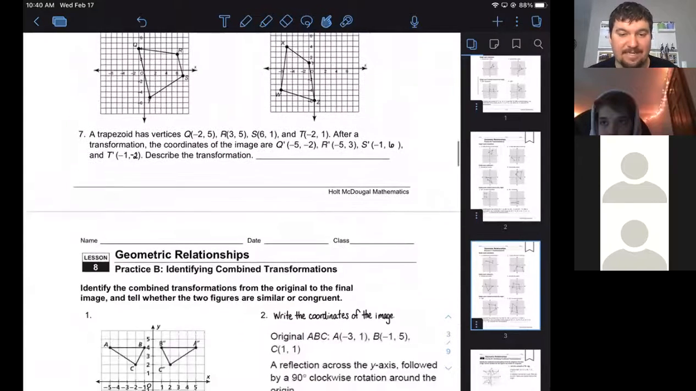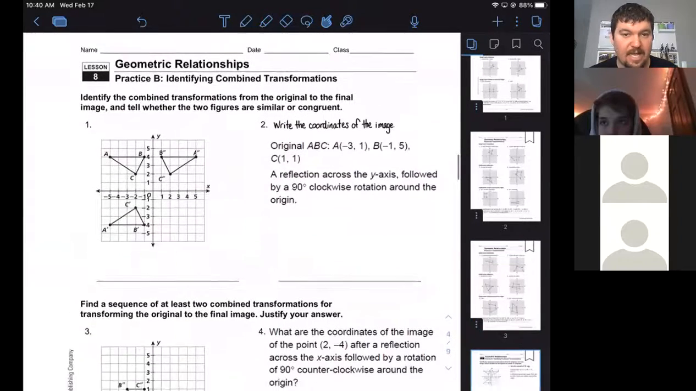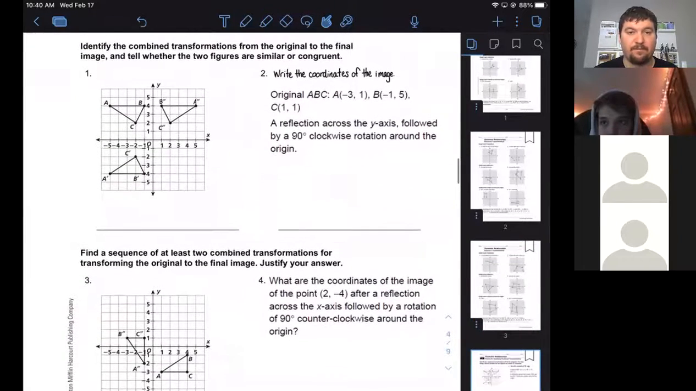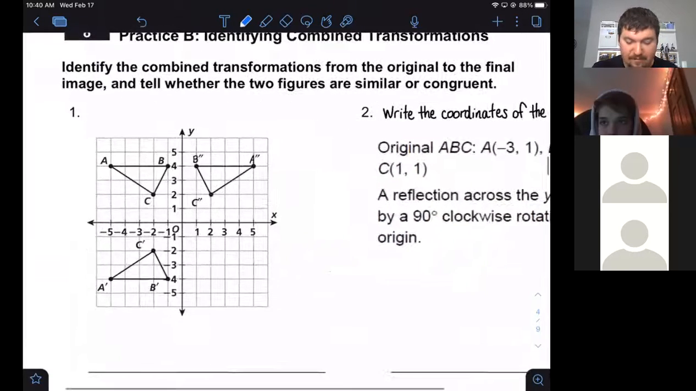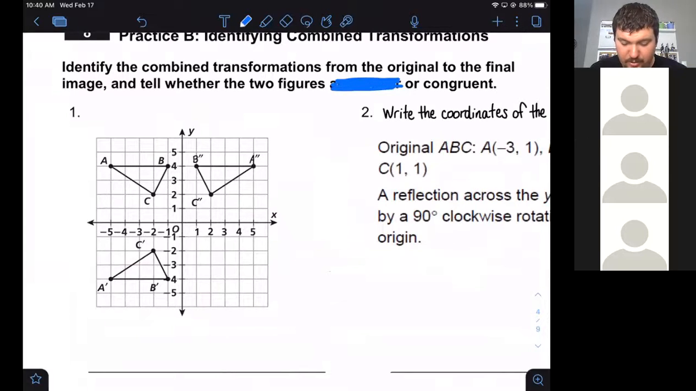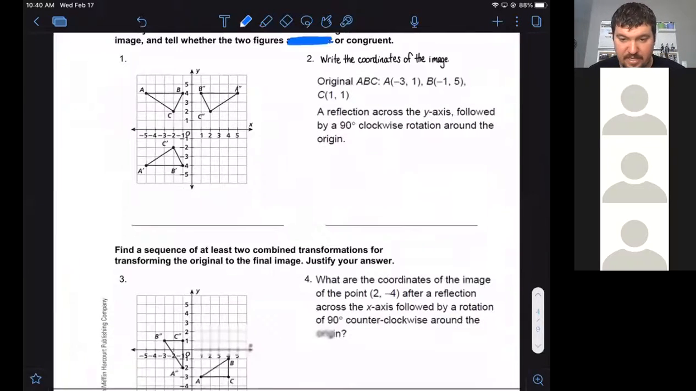I'd like to focus in on the last page here. The last page is only 4 questions, but it's giving you a series of transformations. So let's look at number 1. Identify the combined transformations from the original to the final image and tell whether the 2 figures are similar or congruent. Okay, they're all going to be congruent. Let me save you the time. We haven't talked about dilations yet. So they're all going to be congruent. You don't even need to write it. I'm just telling you they're going to be congruent. I don't think there's any dilations on here.